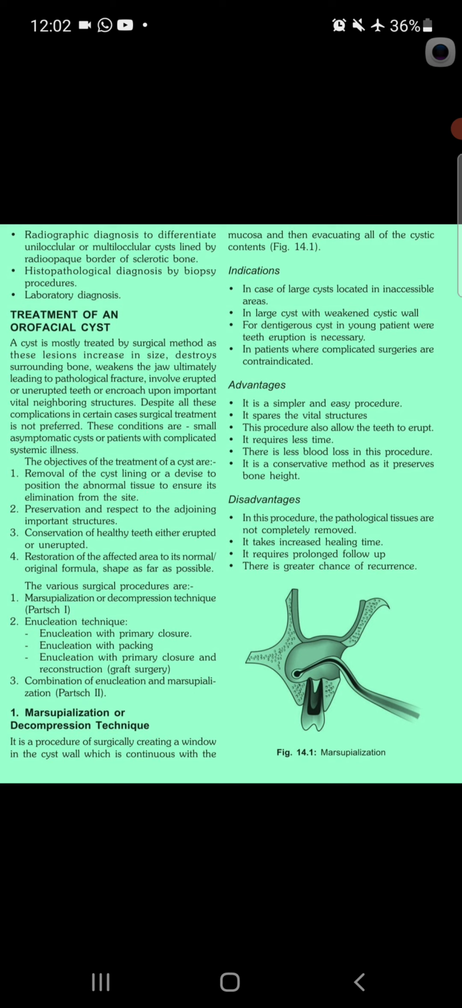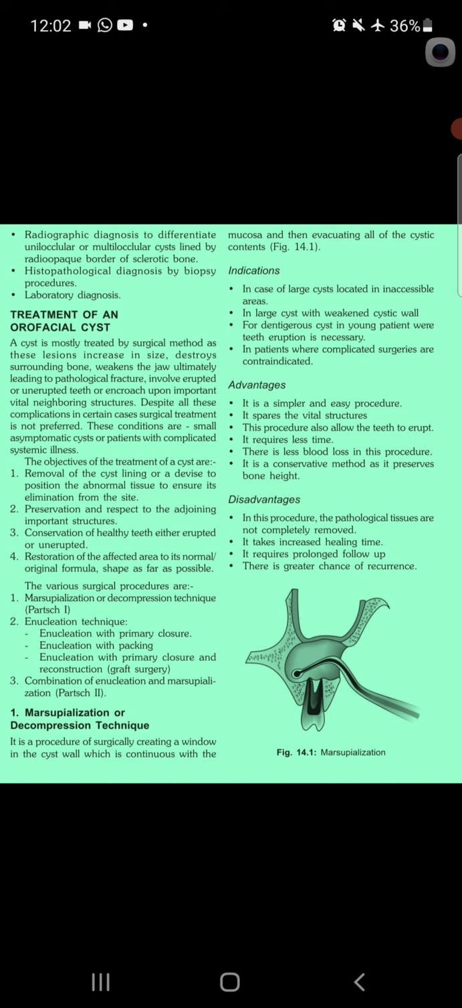Now come to the advantages of marsupialization or decompression technique. Why decompression? It means we remove the cystic content to decrease its pressure, therefore known as decompression. Now in advantages, it is a simpler and easy procedure. It spares the vital structures. The procedure also allows the teeth to erupt. It requires less time. There is less blood loss in the procedure. It is a conservative method. It preserves bone height. Now in disadvantages, in this procedure the pathological tissue is not completely removed.